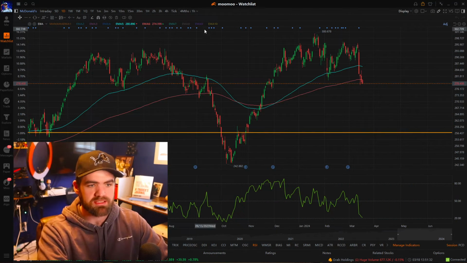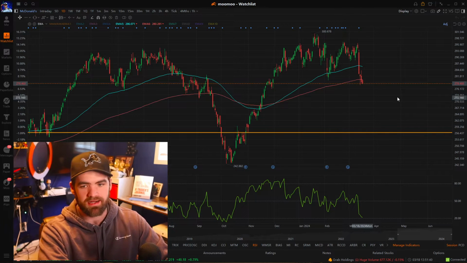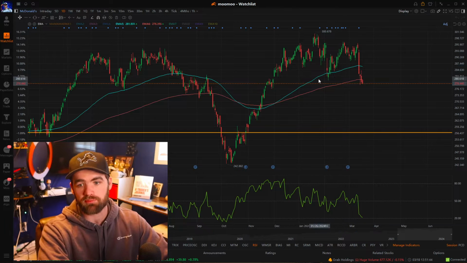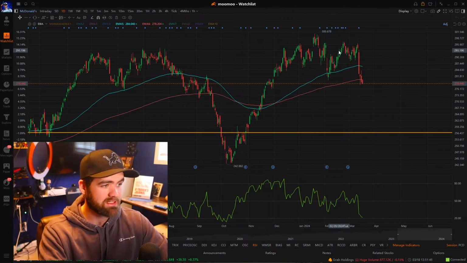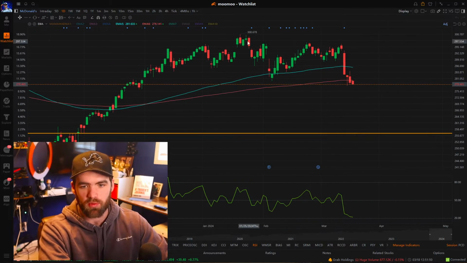So you guys will see that I have all of these lines here. I have a blue line, a red line, this line right here, and then this squiggly line on the bottom. So let's just start on the top and work our way down. This blue line represents something called the 90-day moving average line. What we have a tendency of seeing is that it acts as support and resistance.